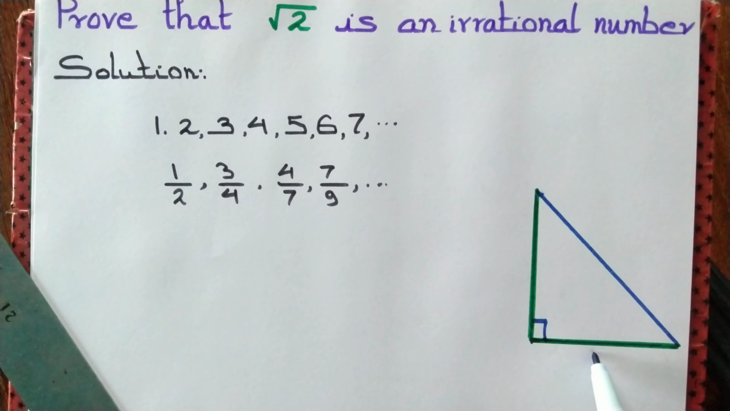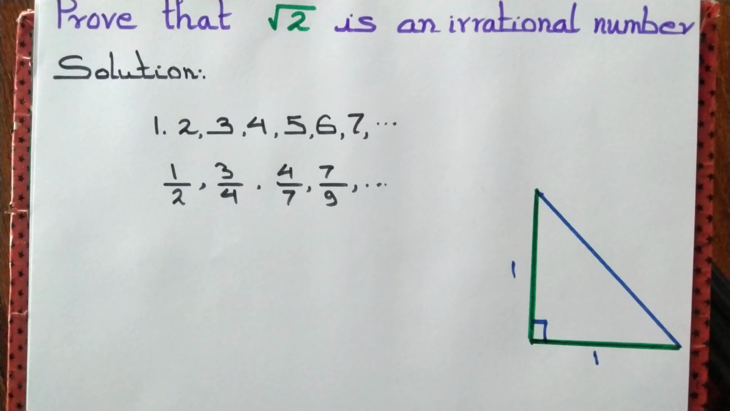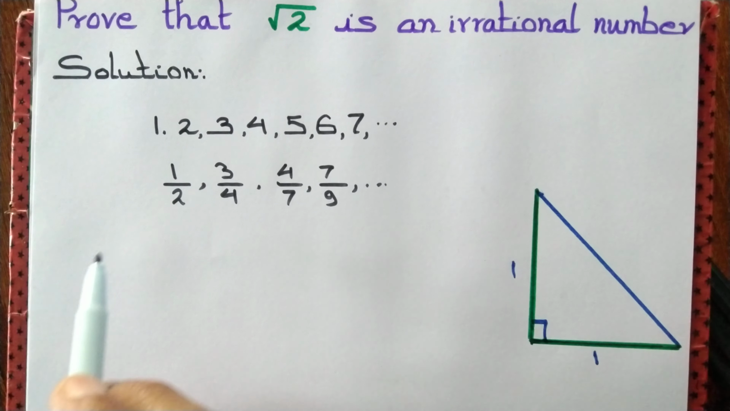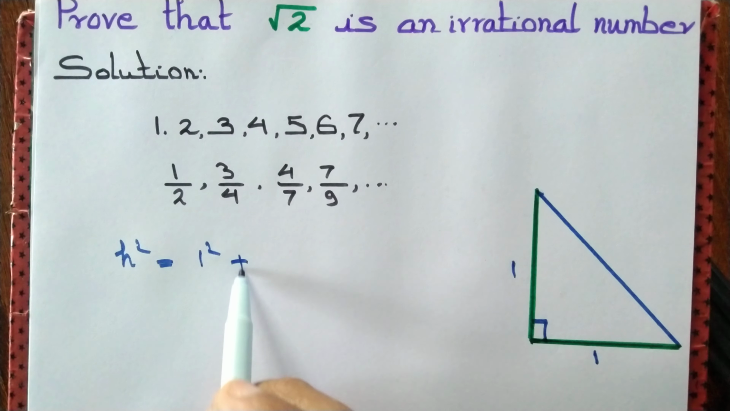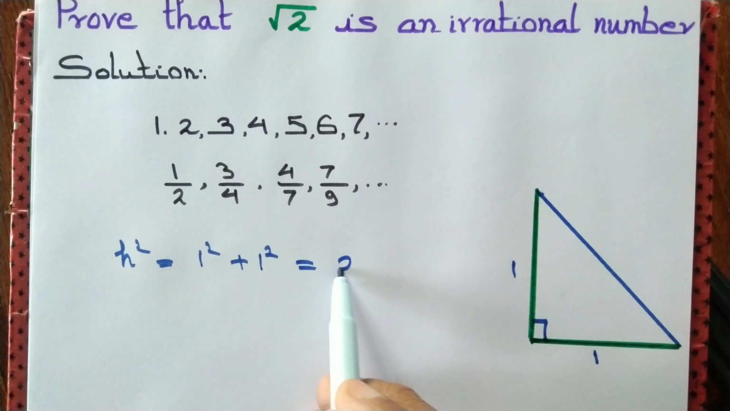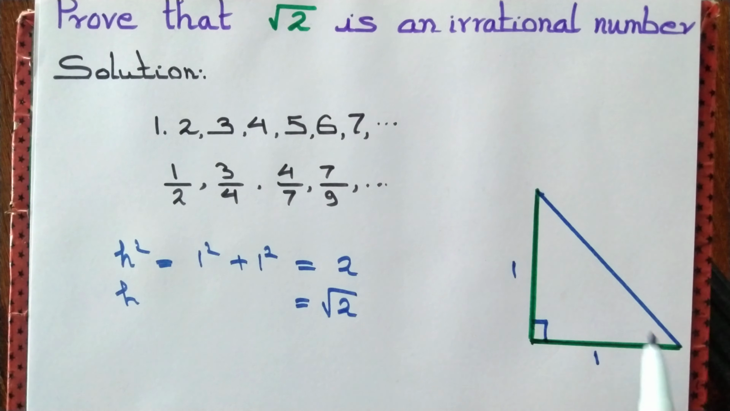And they took a right angle triangle with base equal to 1 unit and perpendicular also equal to 1 unit. So the hypotenuse will turn out to be h square equal to p square plus b square. So 1 square plus 1 square, so 2. And so h will turn out to be exactly equal to root 2. So the hypotenuse is exactly equal to root 2.